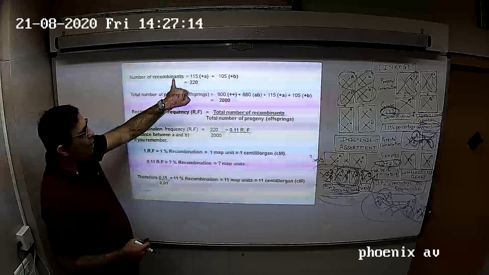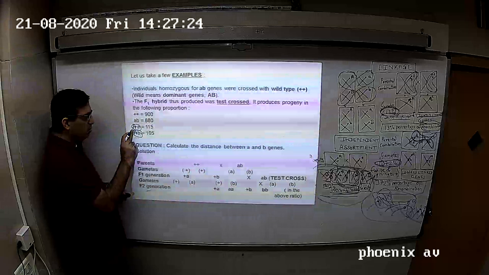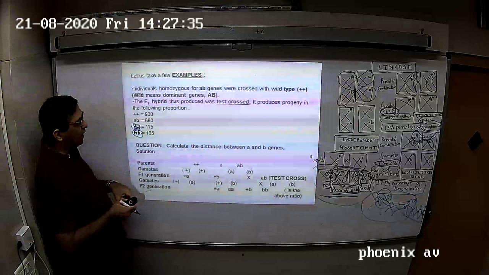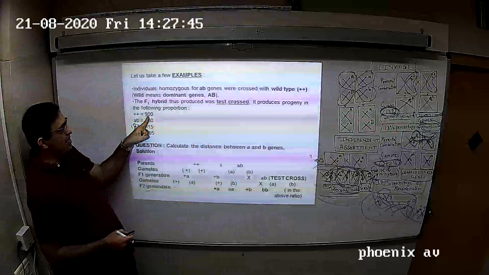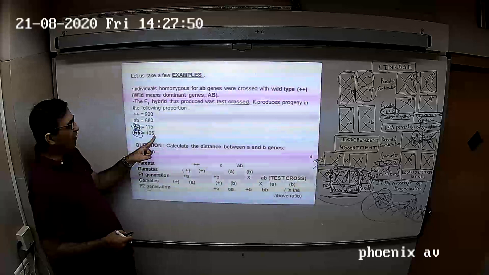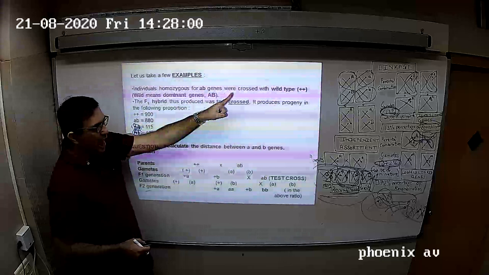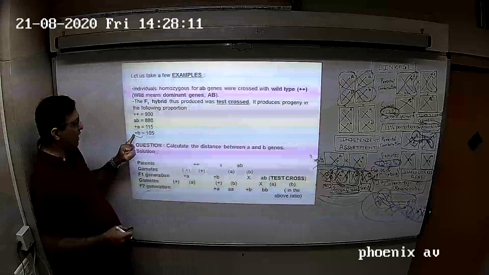Recombinant kaun se hai? Plus A and plus B, which is capital A, small a, capital B, small a, and capital A, small b. So these are recombinants. What is the value of 115 plus 105? 220. And total number of progeny offspring kitne mile aapko? 900 plus 880 plus 150 plus 105, of which 900 are capital A capital B plus plus parents, 880 are small a small b which are again parents, and capital B small a which is same as plus a or 150, capital A small b which is same as plus b 105, and you got 2000.